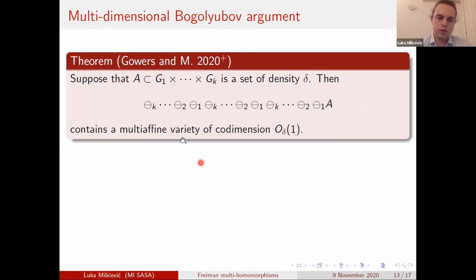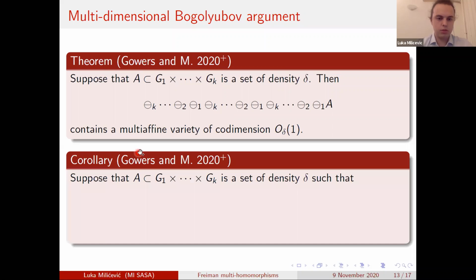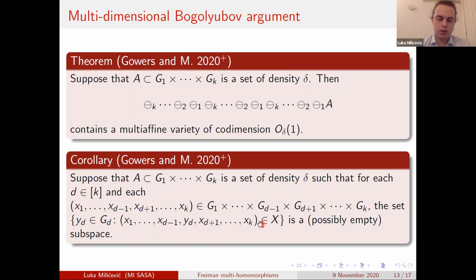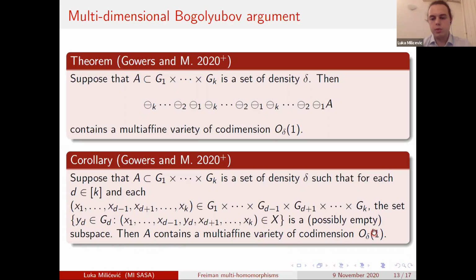And there is one further corollary of this theorem with a one-line proof, but it's very neat, so I felt obliged to mention it. So imagine that you have a dense subset with the following property. Imagine that your set is actually a vector space in each principal direction. So what I mean by that, you fix d, and for each d, you fix x1 in G1, ..., x_{d-1} in G_{d-1}, x_{d+1} in G_{d+1}, ..., xk in GK. And then you consider the set of all y_d such that this whole k-tuple lives in X. So this is exactly the intersection of your set with this particular line in direction d. And if all such intersections with such lines are subspaces or possibly empty, then you conclude that A once again contains a multi-affine variety of bounded codimension.